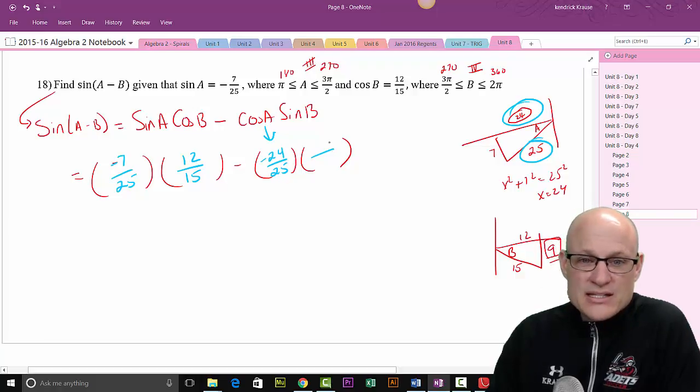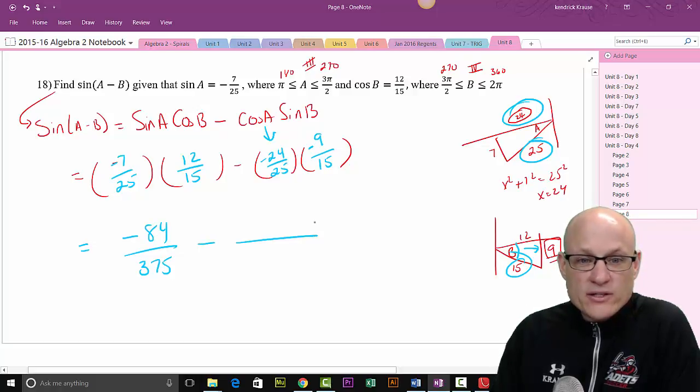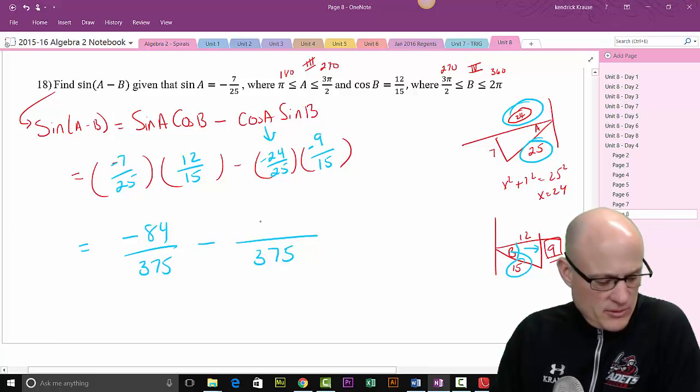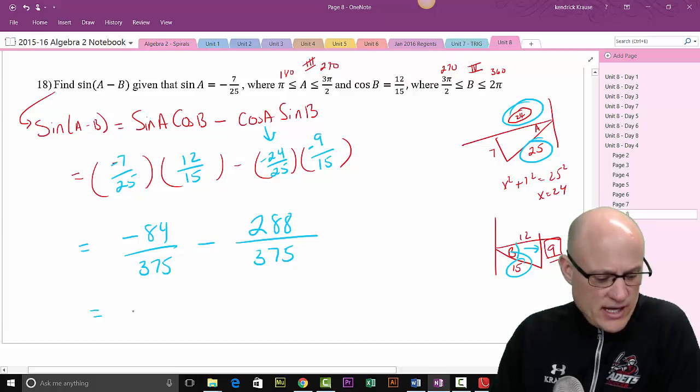Sine of B, okay, let's go down to B. Sine of B is opposite, which is 9, over hypotenuse, which is 15, but it's in the fourth quadrant, and sine is negative in the fourth quadrant. So if I multiply all this out, this gives me negative 84 over 375 minus, and negative times negative is positive, 288 over 375. And when I subtract these out, I have no idea.